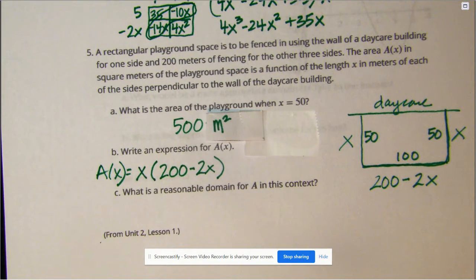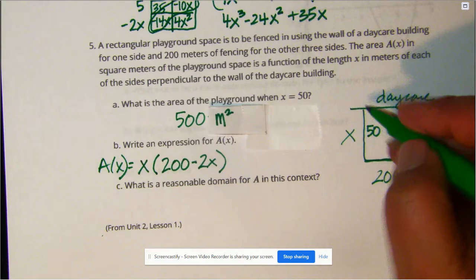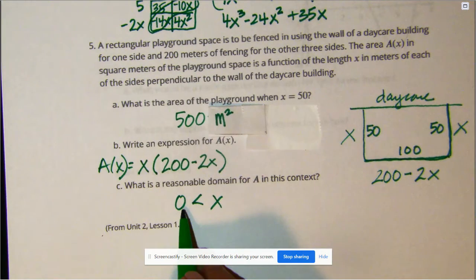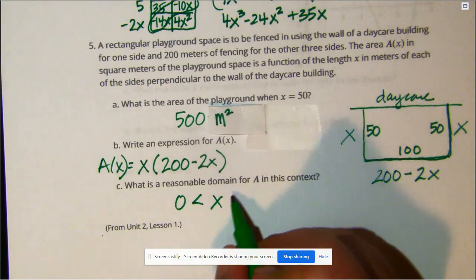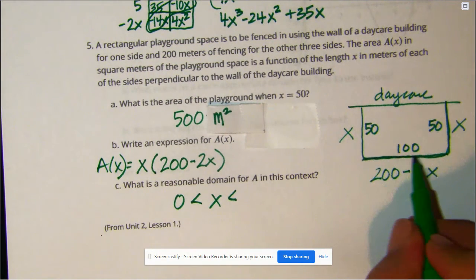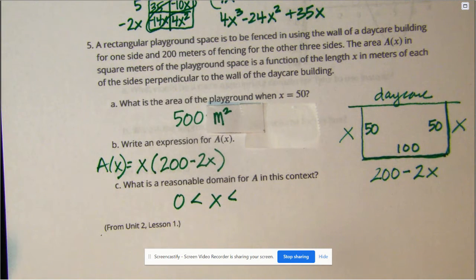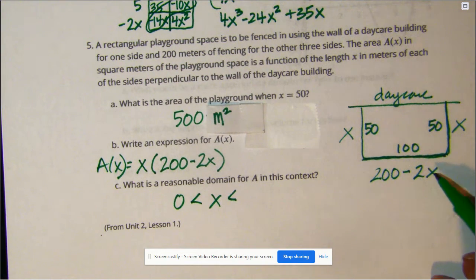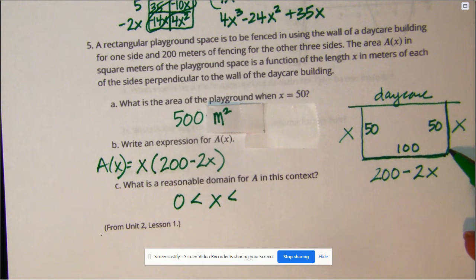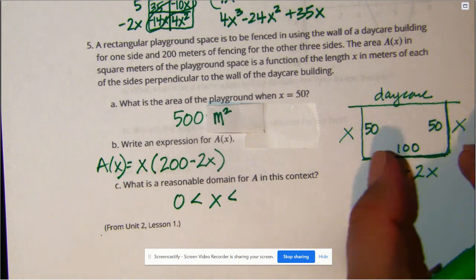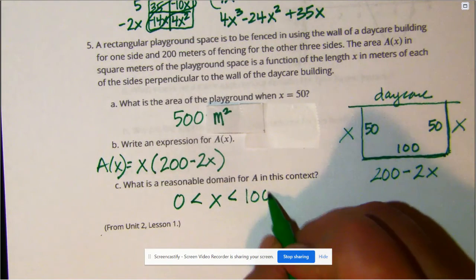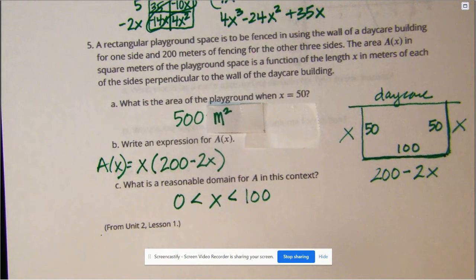What is a reasonable domain? This is a real life problem. The lowest we're ever going to have is anything bigger than 0, but less than, I've got to have enough for this dimension. 200 take away 2x would make it obsolete. If this was 100, 100 and 100 would make 200 and there'd be nothing left. So I'm going to put that as my upper limit. I could do 99. It'd be a really long, skinny one, but okay, so anything from 0 to 100 makes sense in this problem.